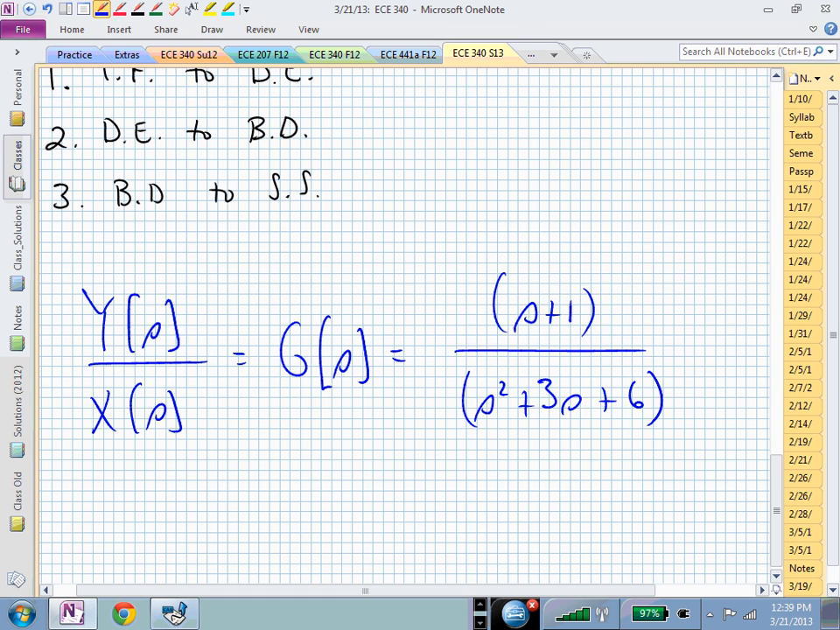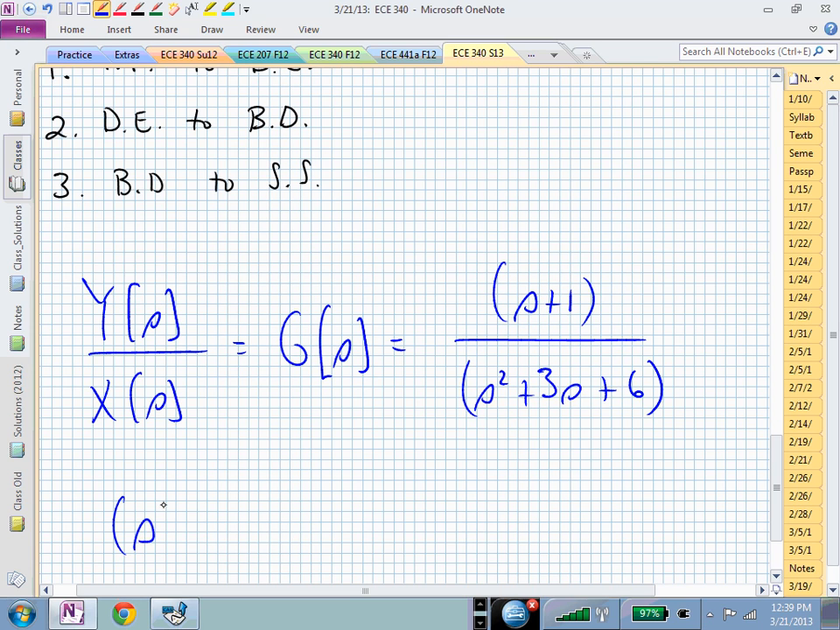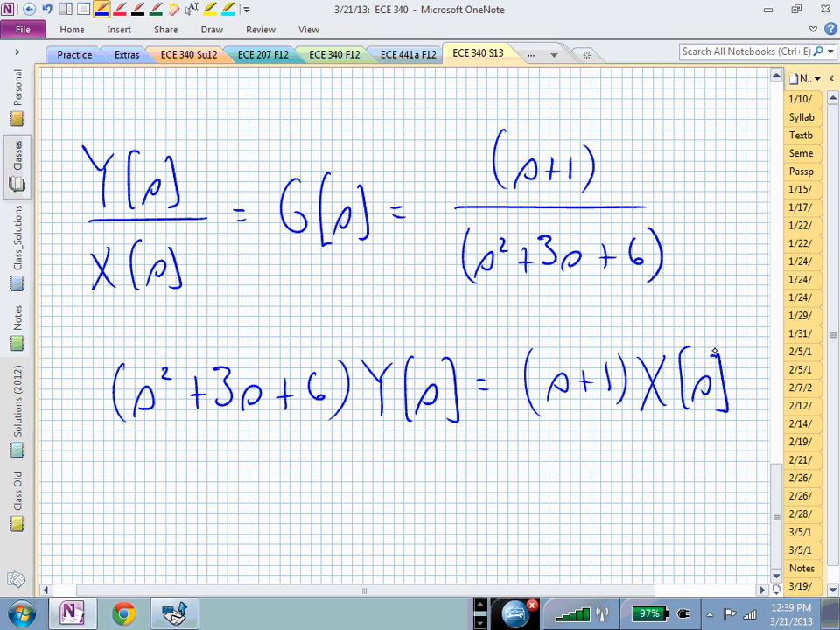And that's simply going to require that we cross multiply. We'll multiply both sides by this denominator polynomial, and we'll multiply both sides by the input. And now we'll just get one equation in the frequency domain. Doing that, we end up with s squared plus 3s plus 6 times the Laplace transform of the output, and that's equal to the input's Laplace transform, capital X of s, times s plus 1.